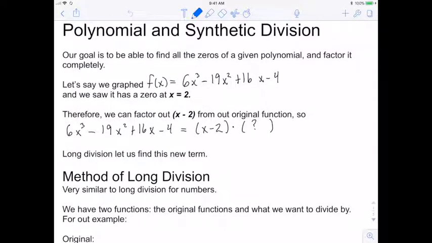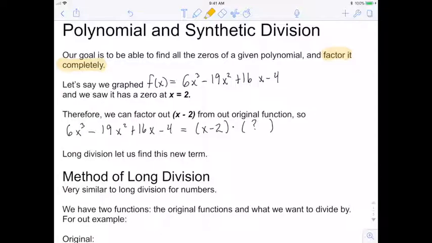In today's lecture, we'll be looking at polynomial and synthetic division. Now remember, our goal in this section is to be able to find all the zeros of a given polynomial and to be able to factor it completely. So, with that in mind, we're going to start building up some tools. And right now we can't find zeros very efficiently, so we'll just have to assume we know what some of the zeros are and go from there.